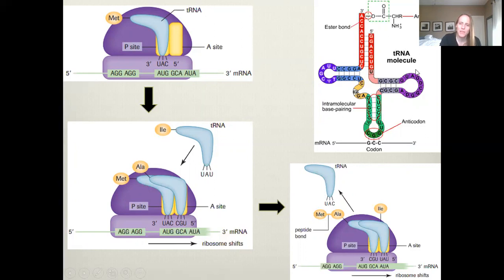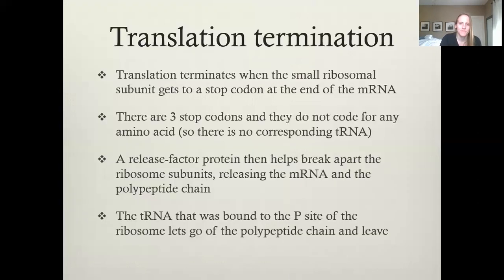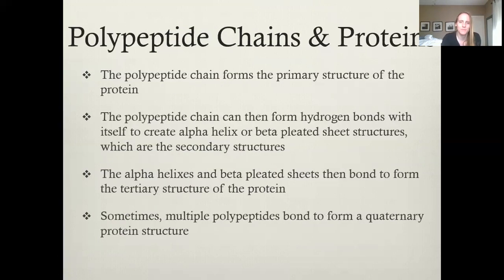By the way, this shape up in the uppermost corner is a more accurate representation of what a tRNA molecule looks like. It doesn't really look like a boomerang, it's more of like a clover. Okay, and then once the ribosome reads the stop codon, that says we've reached the end of the gene, we can stop building this protein. The ribosome subunits will break apart and release the mRNA and the polypeptide chain, and then the polypeptide chain will get folded up into a protein.